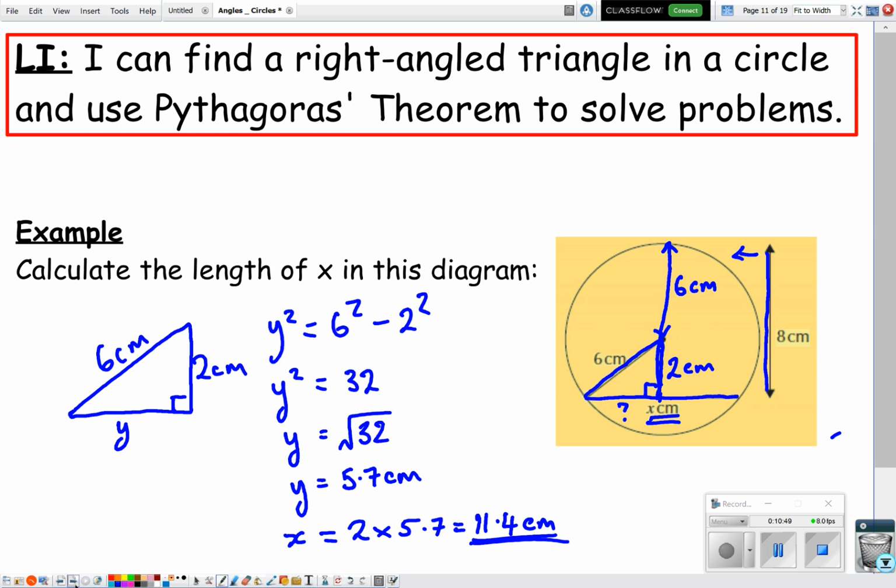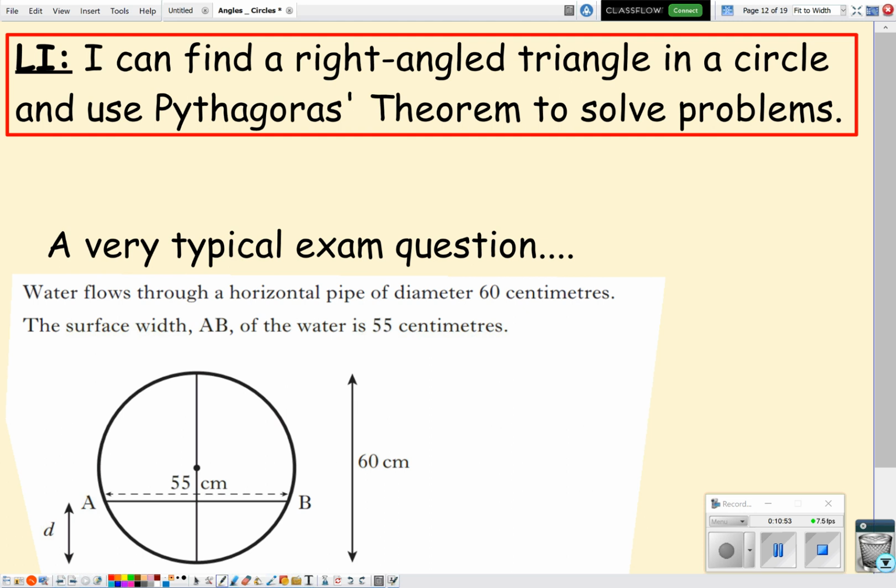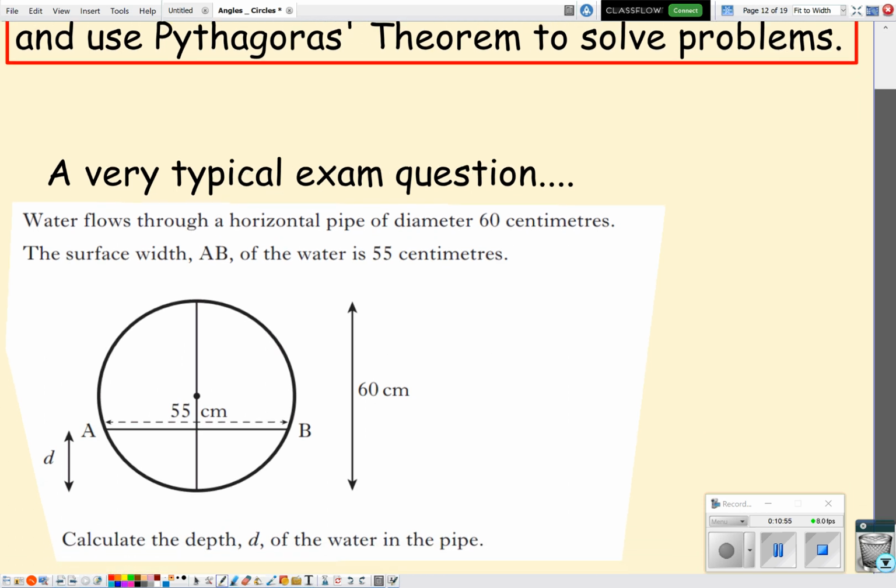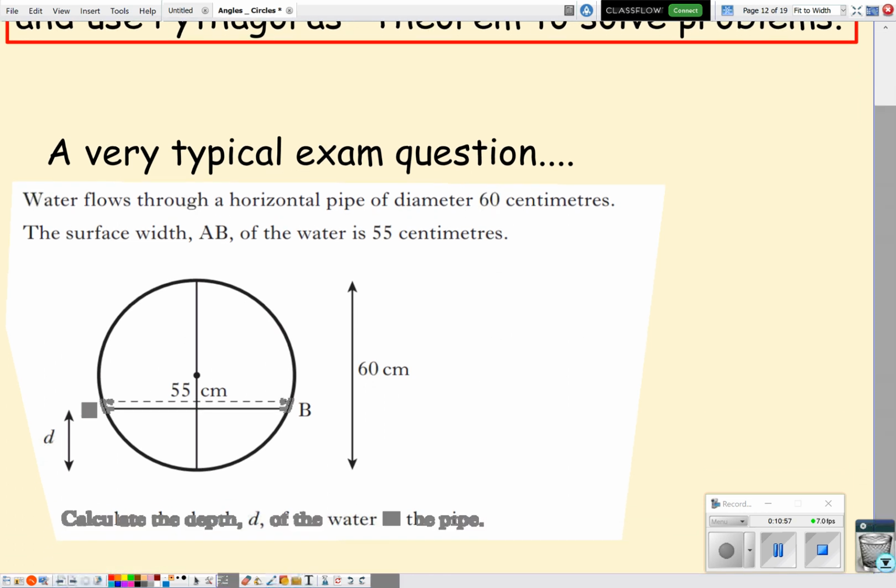Let's have a look at, I've got one last example here, right? This is a very, very typical exam question. And you might be able to tell from the image that I have actually pulled this one from a past paper, right? This is from an old credit maths past paper in the days before Nat5. Let's have a read through it. Water flows through a horizontal pipe of diameter 60 centimeters.